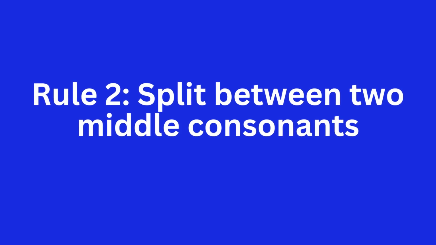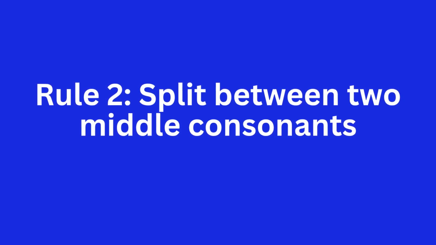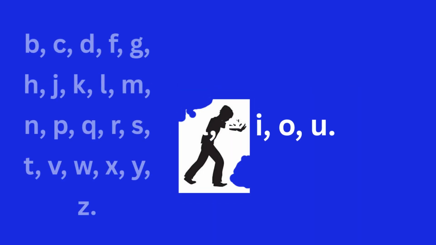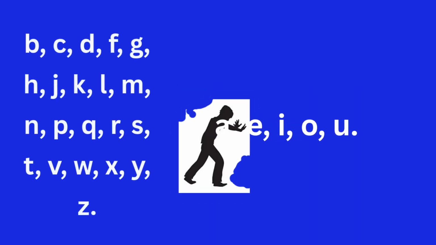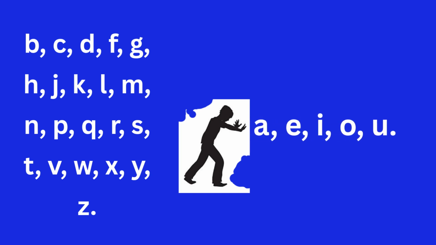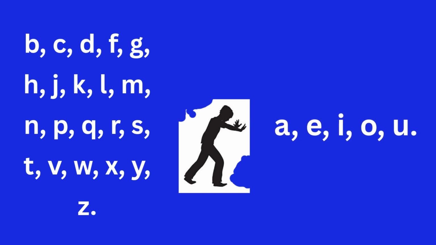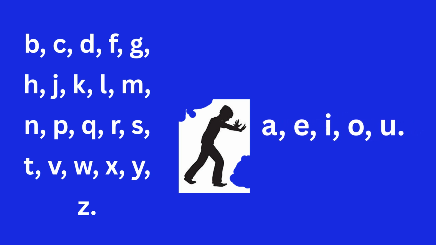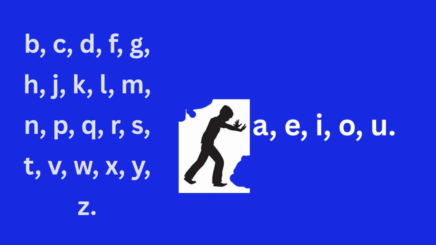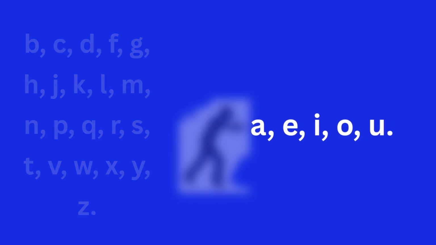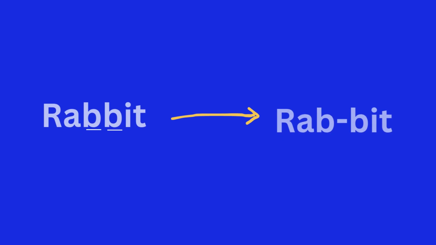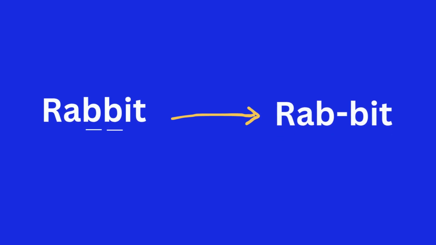Rule 2. Split between two middle consonants. Before I explain this rule, you need to understand that consonants are all other letters of the English alphabet apart from the vowels A, E, I, O, and U. When two or more consonants come between two vowels, we usually divide the word between the consonants. This simply means you go in between two consonants and split the word.